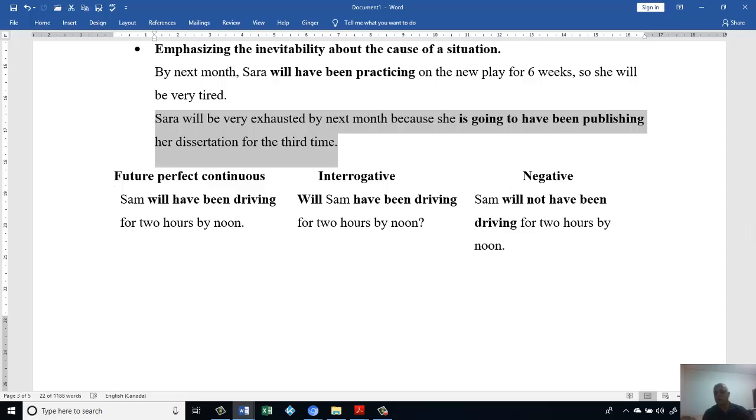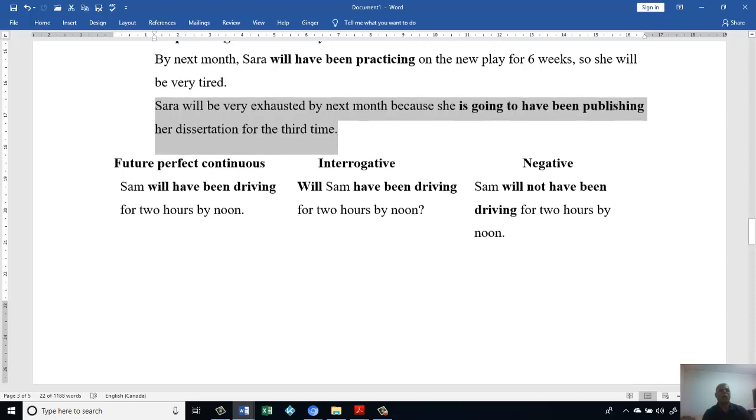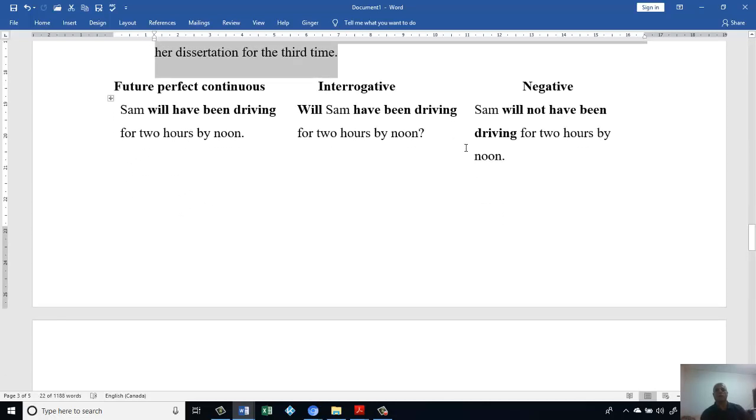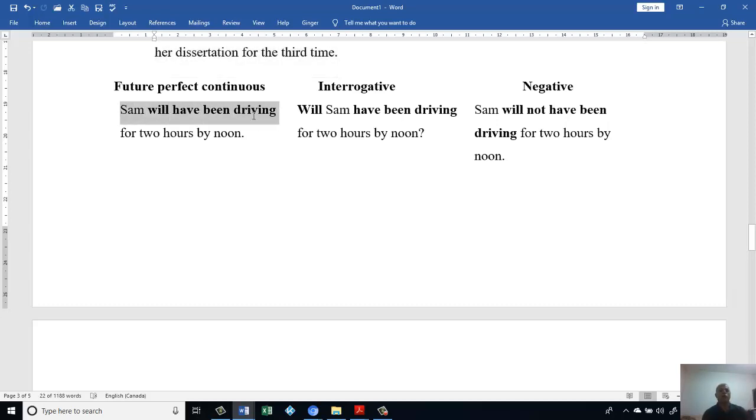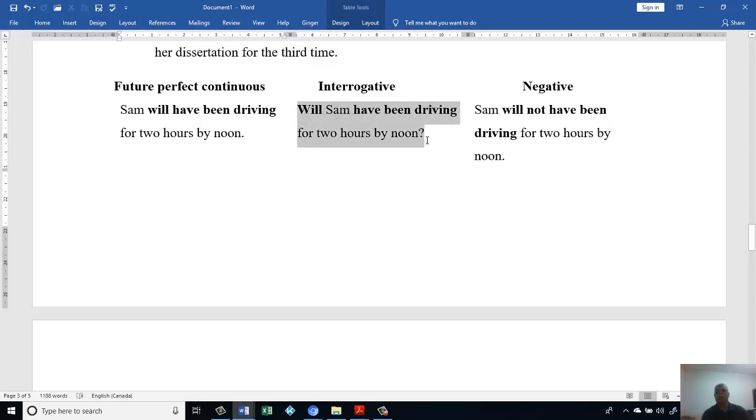Okay, let's look at how to make it interrogative and negative. Sam will have been driving for 2 hours by noon. To make it a question, just simply take the modal, or will, the auxiliary, and position it in front of the subject. Will Sam have been driving for 2 hours by noon? Yes, Sam will, or no, Sam will not.